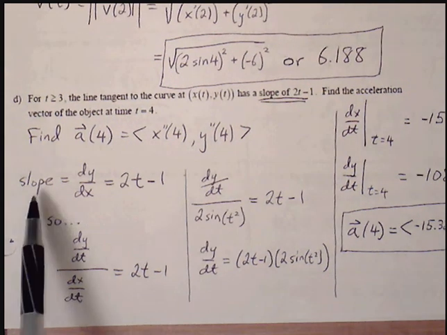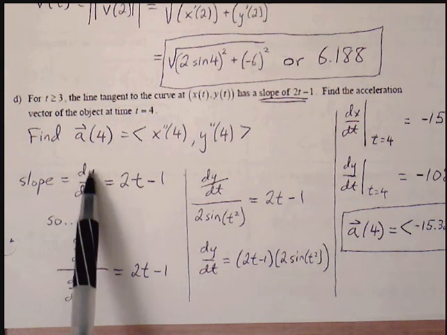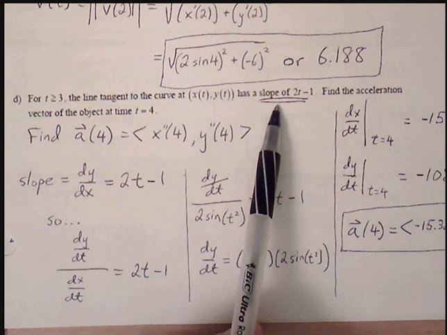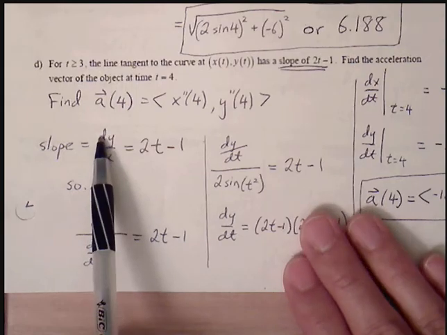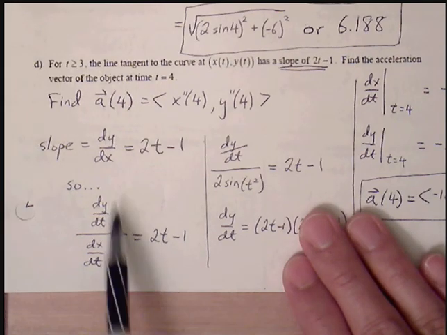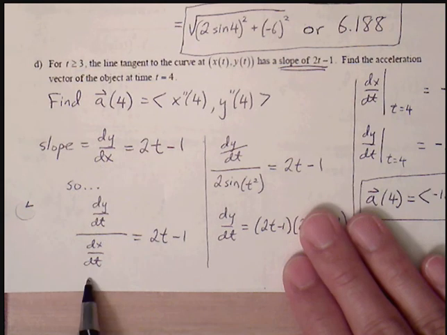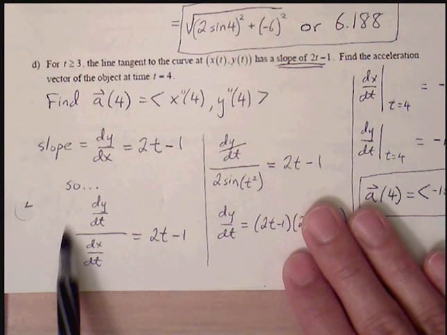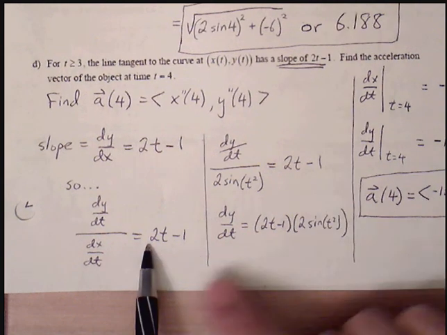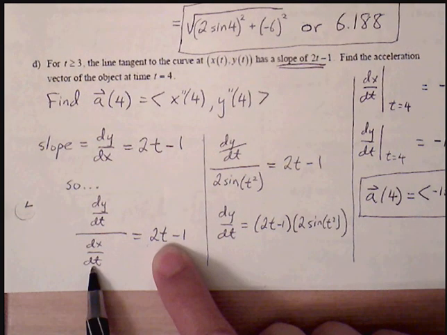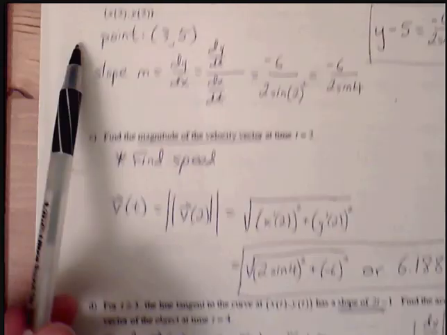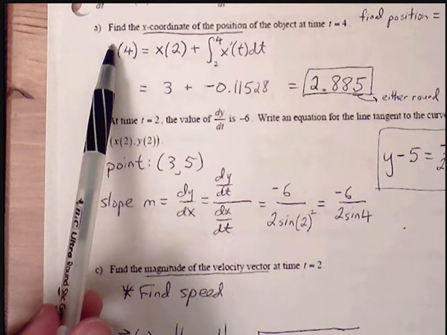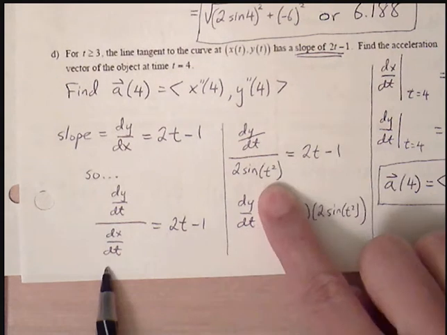Okay, let's think about slope. Slope is dy over dx. Well, we know dy over dx. That's provided for us as 2t minus 1. And if we expand this further, we can think of dy as dy over dt, and dx as dx over dt. So our slope is 2t minus 1. Well, we have dx/dt, which is given to us at the beginning of the problem, 2 sine of t squared. So we can replace dx/dt with 2 sine of t squared.